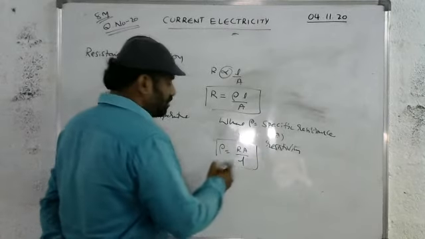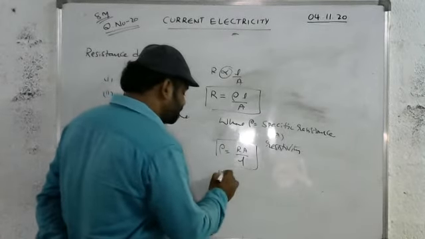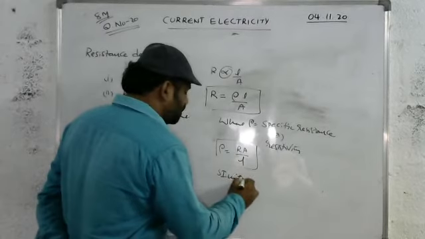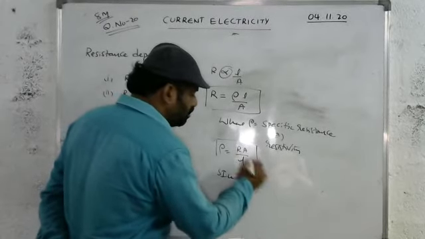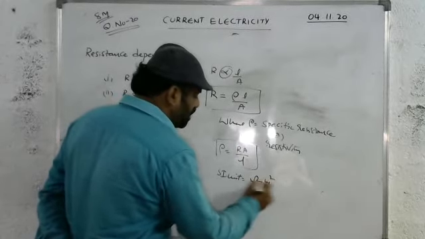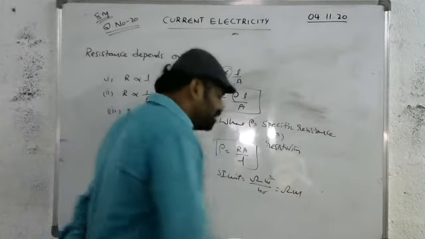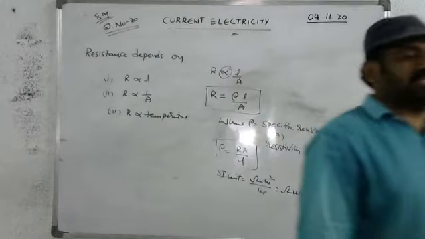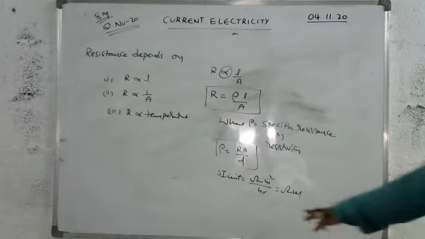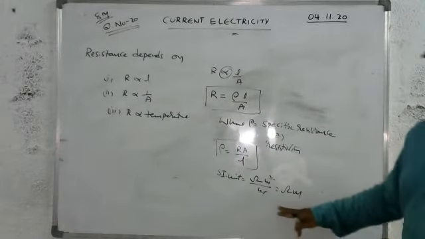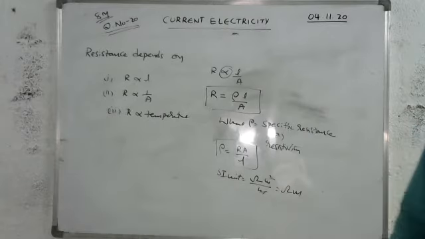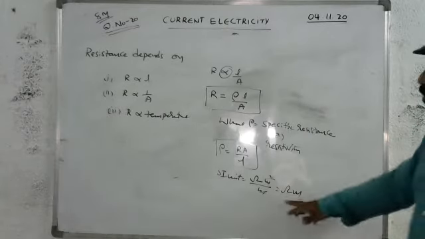We can write the SI unit for the specific resistance. Resistance can be measured in ohm, area in meter square, and length in meter. So we have ohm meter. What is the SI unit of specific resistance? The specific resistance can be measured in ohm meter.